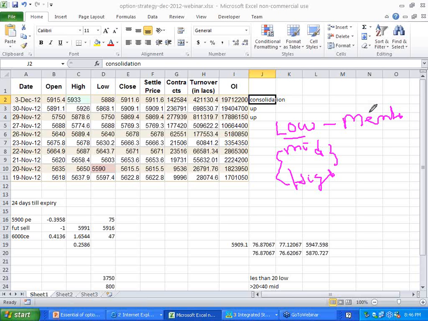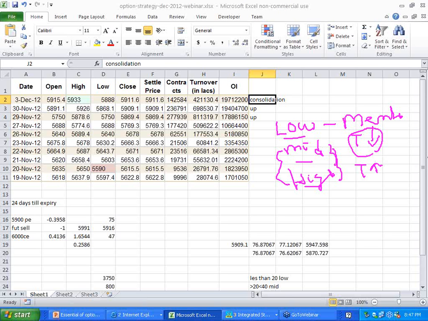If it is maintaining low, what will happen? The time value, which I am mentioning as T, will fall. If it is going to medium to high, time value will not decay as fast. If it is going to medium to high, time value may maintain persistency, and it may rise also a little bit. So this is the first conclusion we have got.